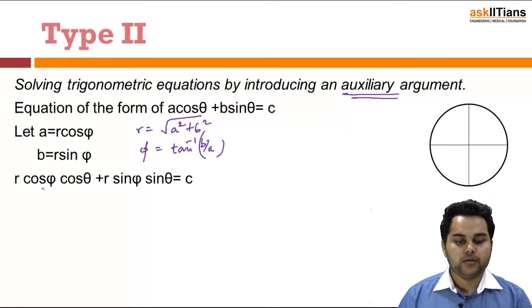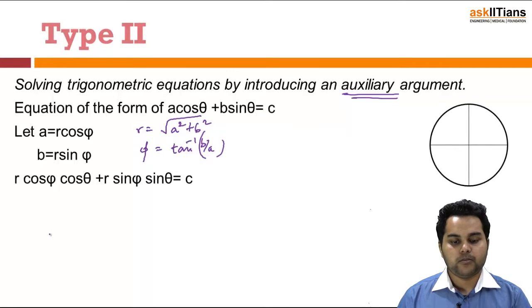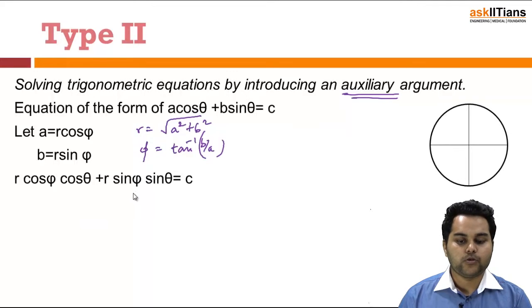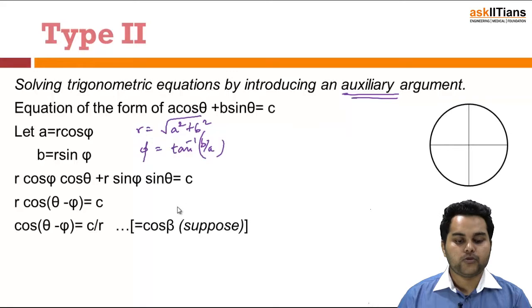So the equation would become r cos phi cos theta plus r sin phi sin theta is equal to c. If r is taken common from the left hand side, that would become cos phi cos theta plus sin phi sin theta, which is of the form cos (theta minus phi), which would be equal to c, and cos (theta minus phi) would be equal to c over r, which can be assumed. Now this is the auxiliary argument beta, which I have assumed to be cos beta.